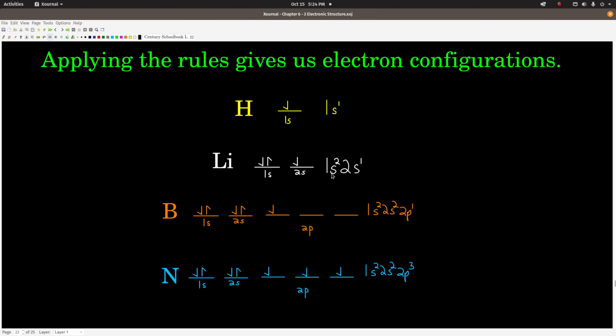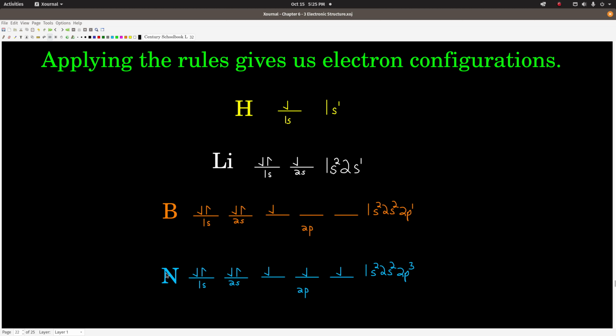The electron configuration would be 1s2, so n equals 1, s sublevel, 2 electrons, 2s1. Boron, which has 5 protons and 5 electrons, would be 1s2, so we always start with 1s and then 2s2. Now we have an electron in the 2p sublevel. It doesn't matter which of these orbitals it's in, which spin it has, up or down. But its electron configuration would be 1s2, that's these 2, 2s2, and 2p1.